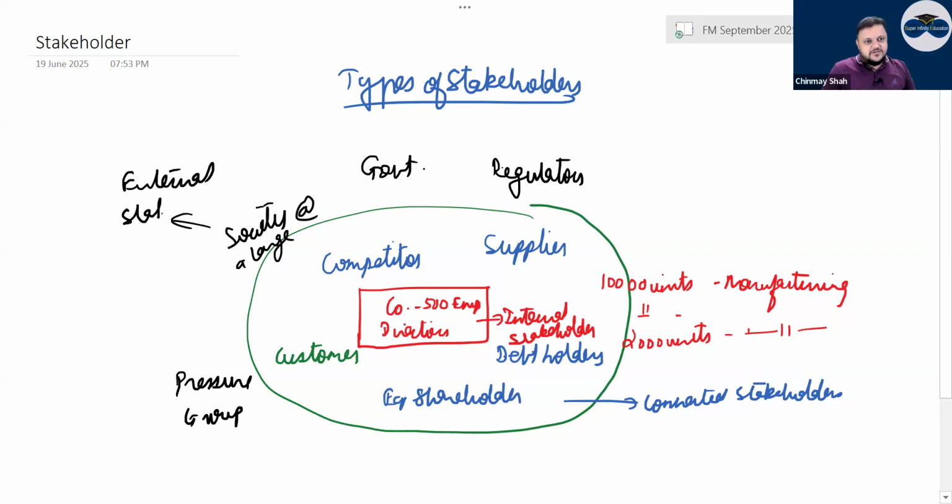This is how you remember stakeholders. Easy to remember, easy to write, correct? Have a look. Make sense? Tell me. Any problem with this? बोलो बोलो.